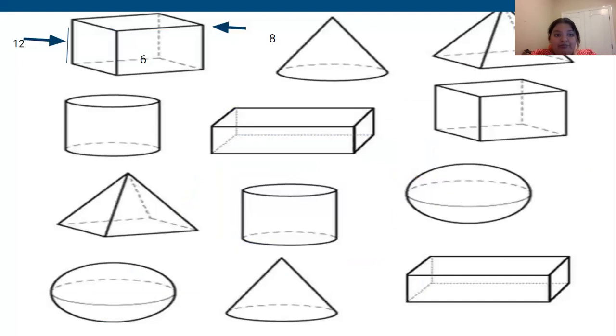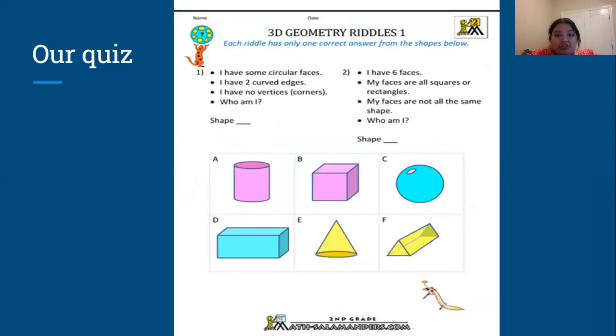Let's go back. And so once we completed this item, here's our quiz. So it's going to be 3D geometry riddles. So here we have a riddle. So you're going to solve this riddle to figure out the answer. So here we have, I have some circular faces. I have two curved edges. I have no vertices, which is no corners. Who am I?